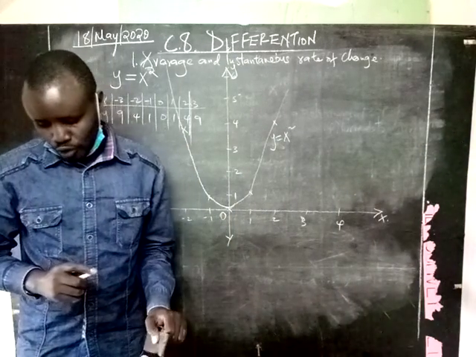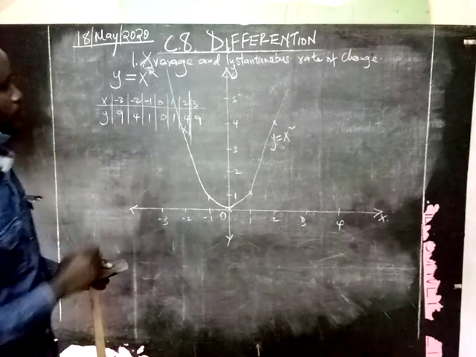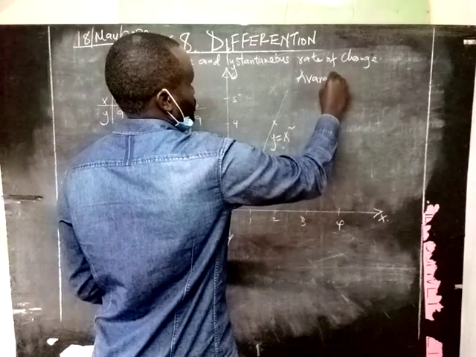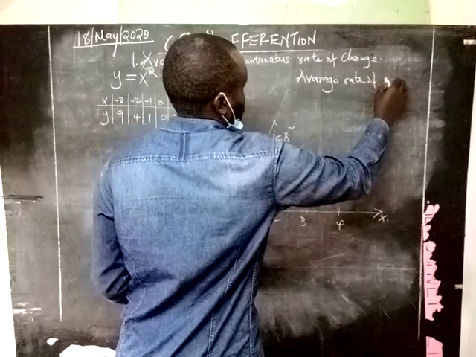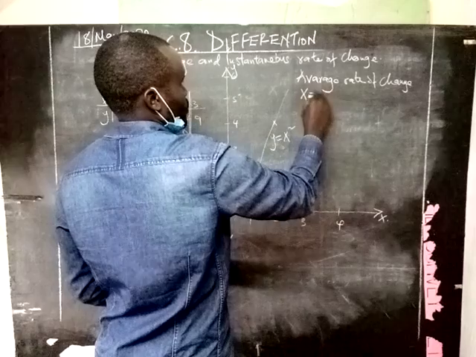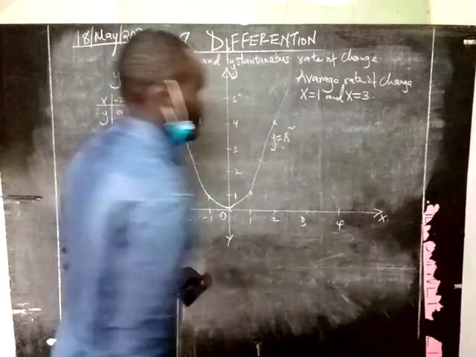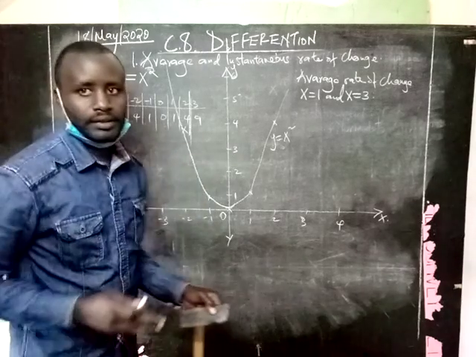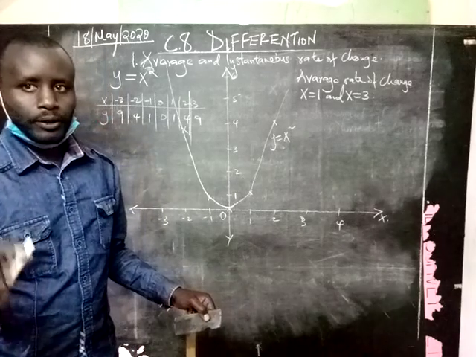So I want us to find the average rate of change between these 2 points. I want us to find the average rate of change between x equals 1 and x equals 3. So where we have x equals 1 and x equals 3, we are going to have the points.